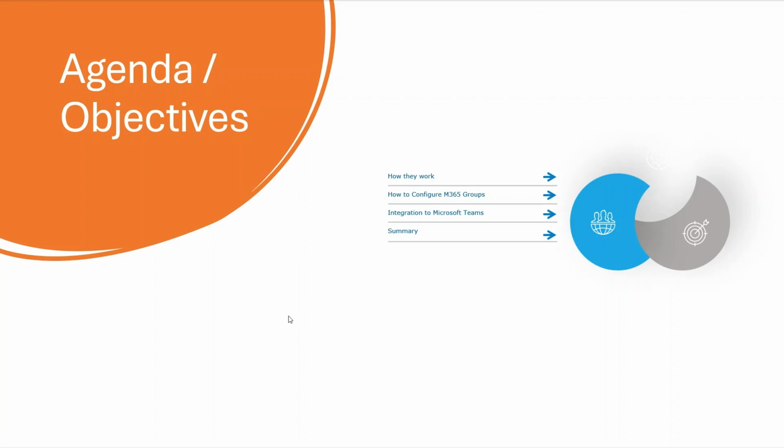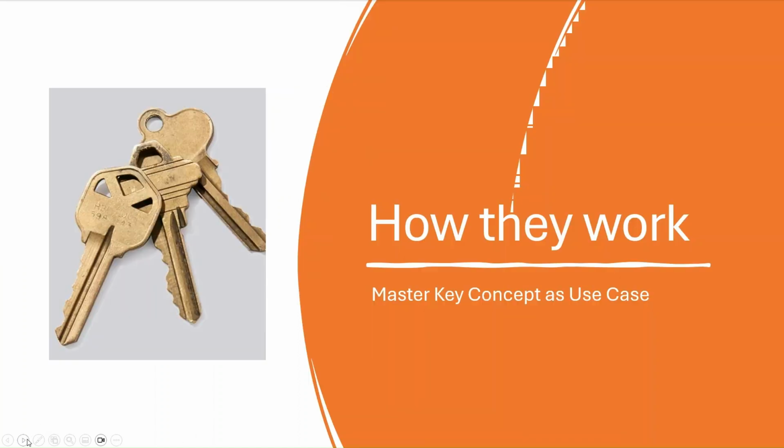I'll do another video showing you how these different groups behave in key technologies, especially SharePoint, Exchange, and Teams. So I'm just focusing on Microsoft 365 group for this particular video. We're going to see how they work, how to configure Microsoft 365 group, integration to Microsoft Teams, and also SharePoint. I didn't put SharePoint here, but we'll see that. And then just a quick summary, okay?